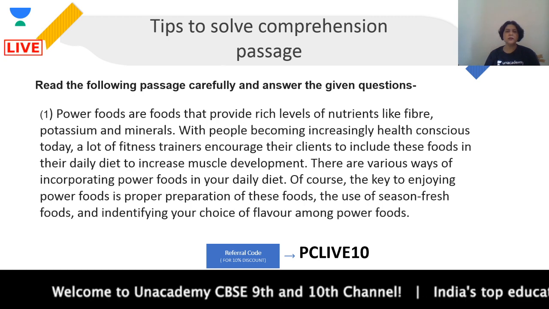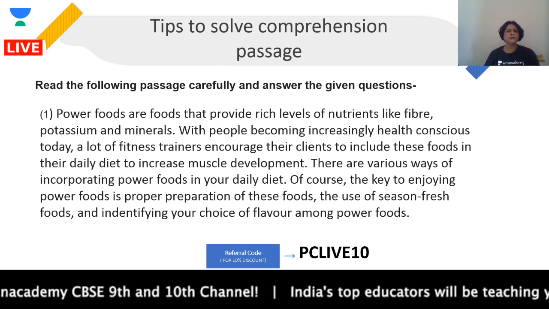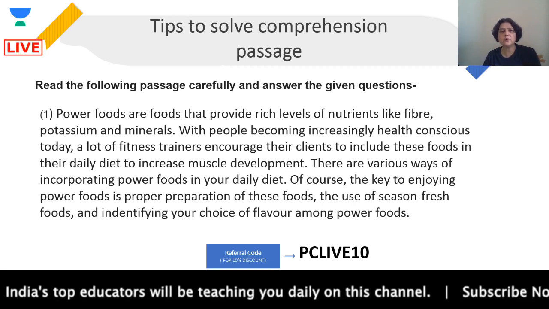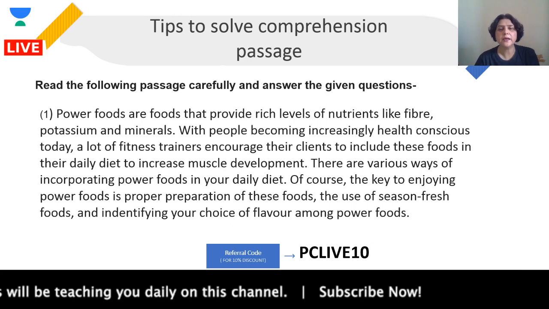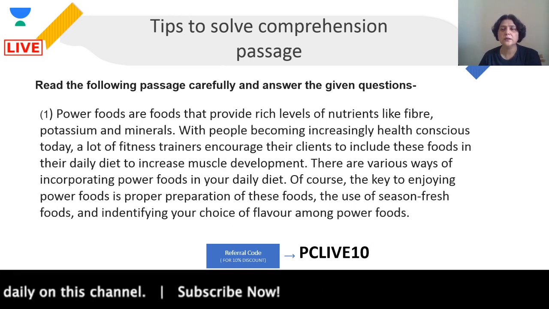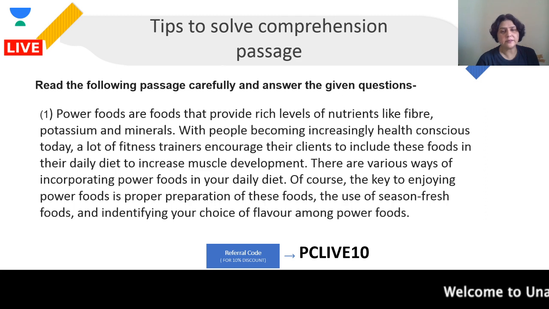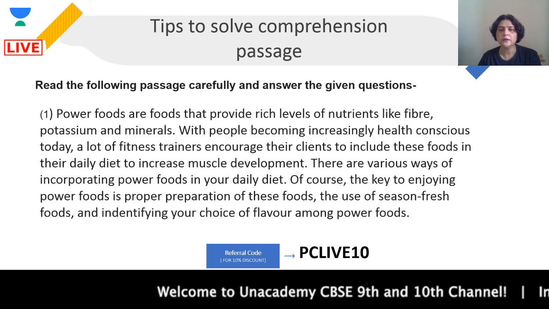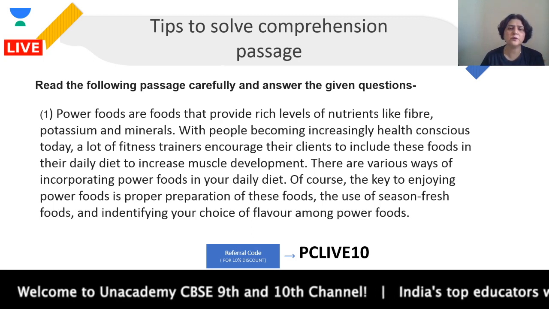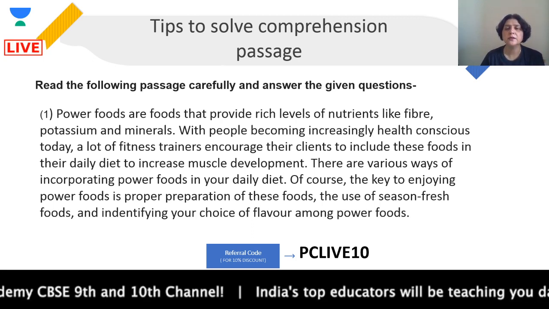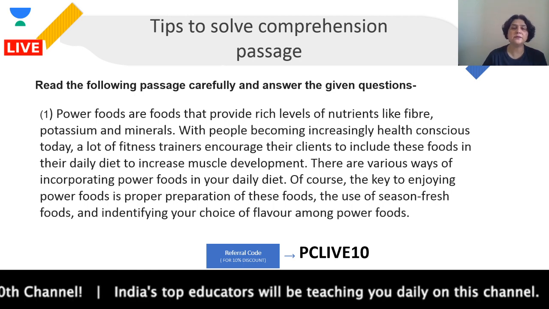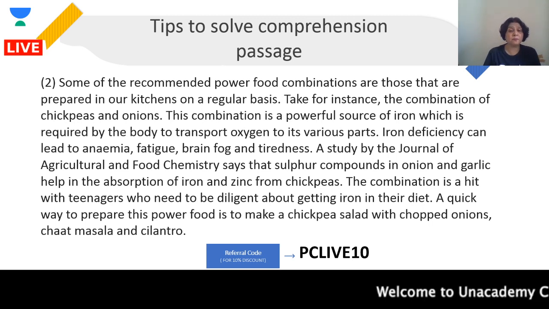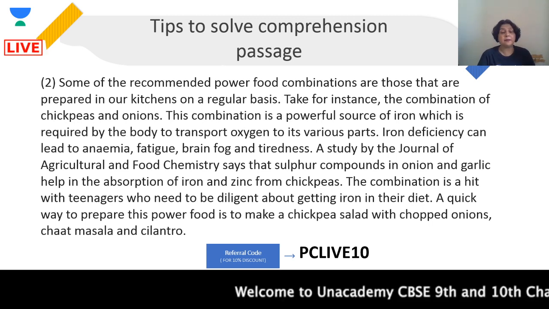Power foods are foods that provide rich levels of nutrients like fiber, potassium and minerals. While people are becoming increasingly health conscious today, a lot of fitness trainers encourage their clients to include these foods in their daily diet to increase muscle development. There are various ways of incorporating power foods in your daily diet. Of course, the key to enjoying power foods is proper preparation of these foods, the use of seasoned fresh foods, and identifying your choice of flavor among power foods. Nowadays, it's a trend. Super foods or power foods. How can you eat them?